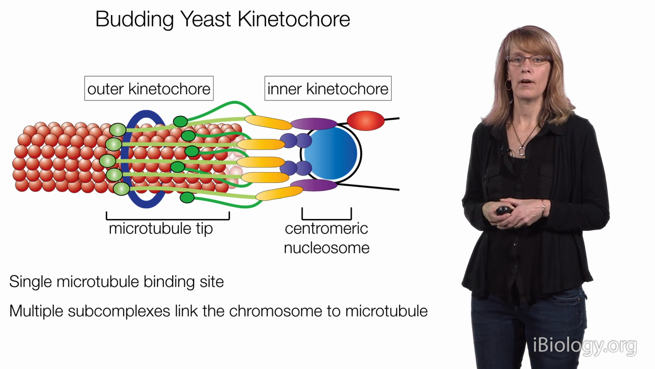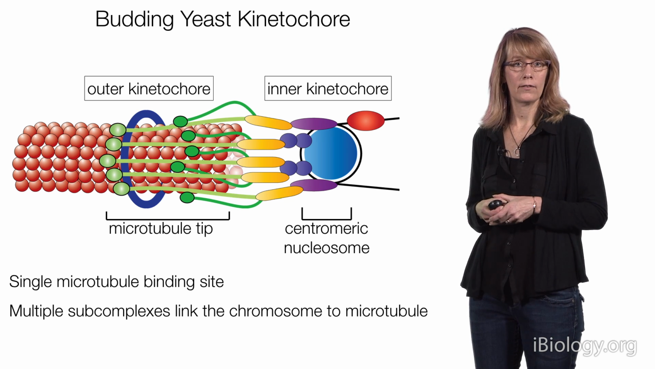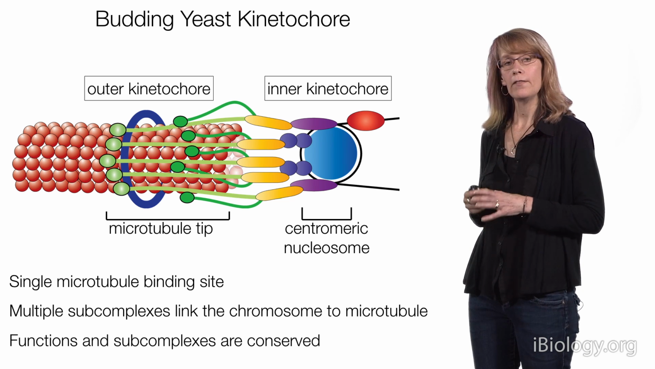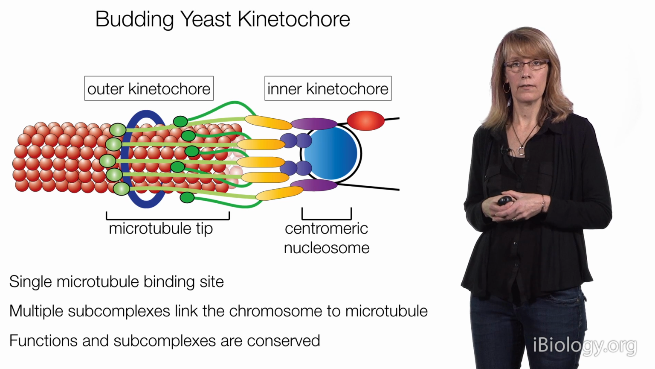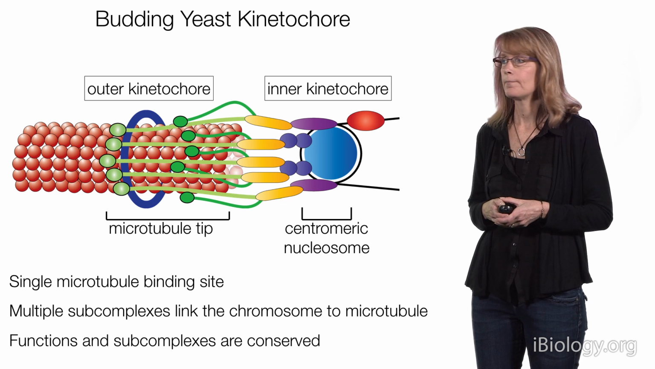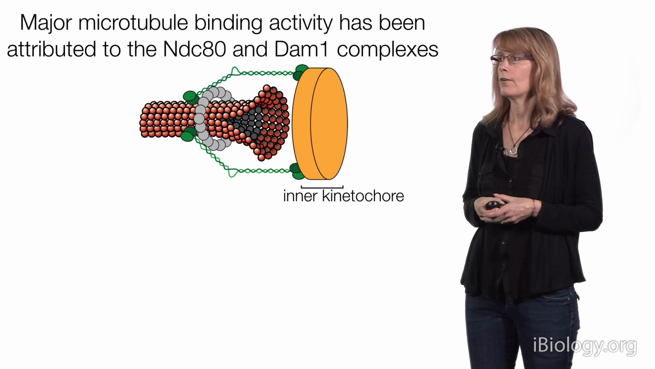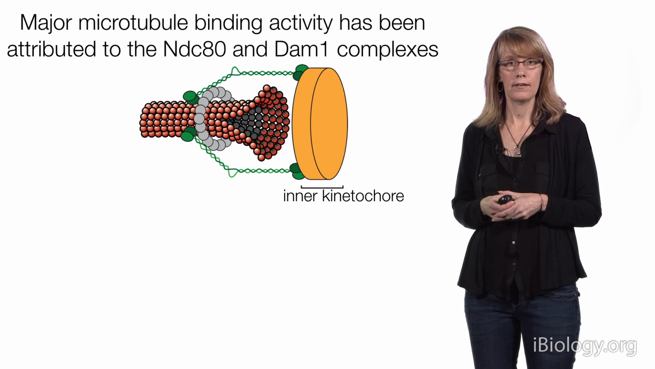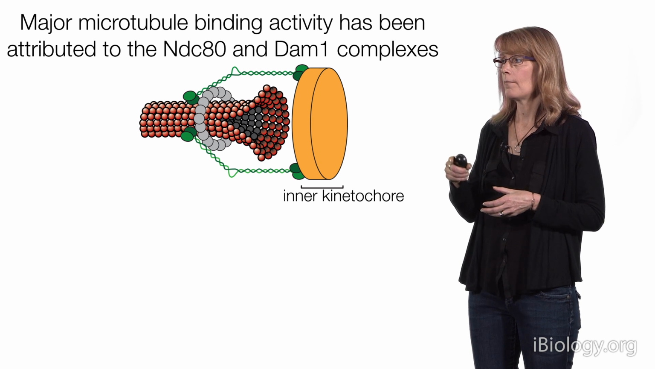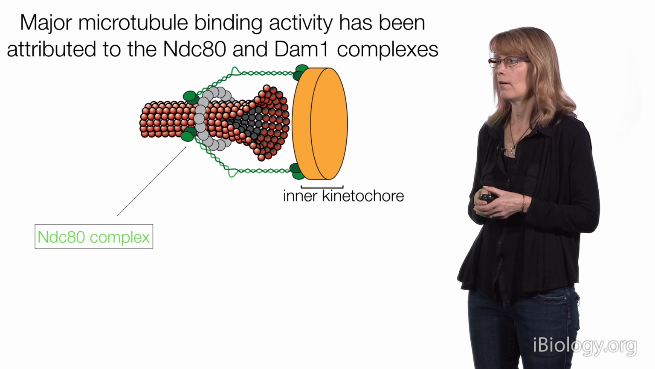So multiple subcomplexes link the chromosome to the microtubule, and these subcomplexes are present in multiple copies, as I mentioned in my first talk. Now, despite the relative simplicity of the budding yeast kinetochore, the bulk of the functions and subcomplexes are conserved. The major microtubule binding activity in the yeast kinetochore has been attributed to two complexes called NDC80 and DAM1. I've just simplified the cartoon, showing a single DAM1 complex and two NDC80 complexes.